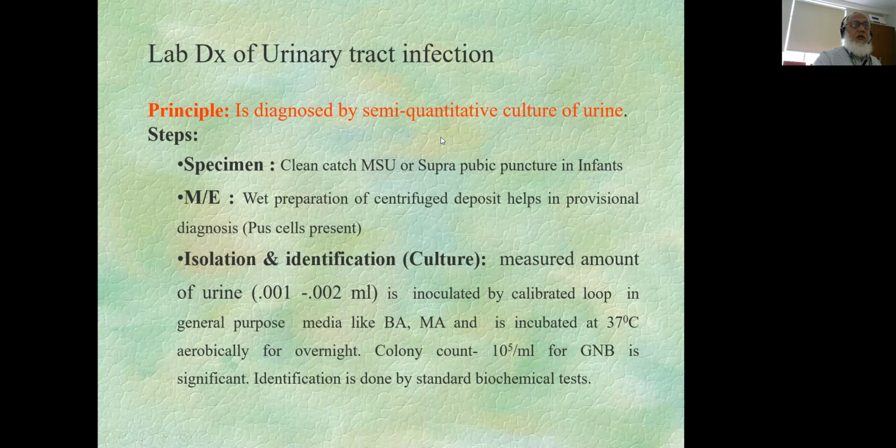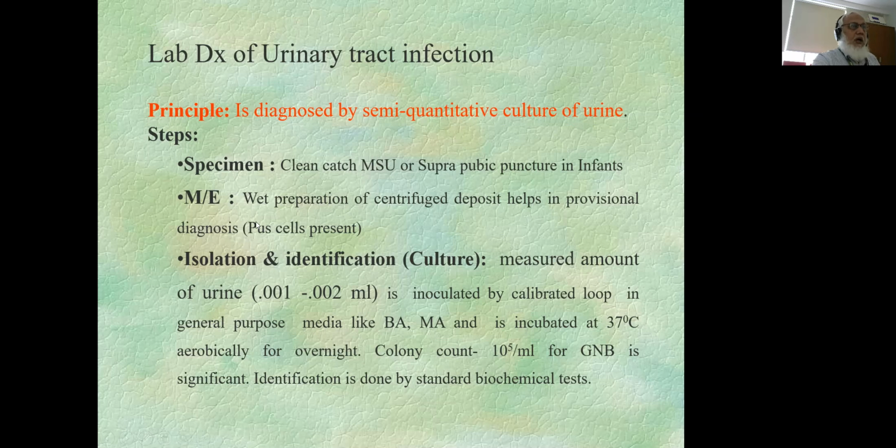Sometimes the examiner can ask why you need colony count. The answer is very simple: to differentiate contamination from actual infection. In case of contamination, the number of colonies will be less than 10 to the power 3, but in case of infection, it will be more than 10 to the power 3 in case of male, and in case of female, more than 10 to the power 5.